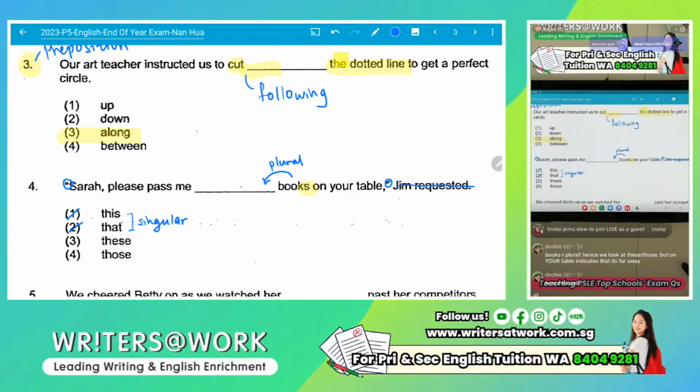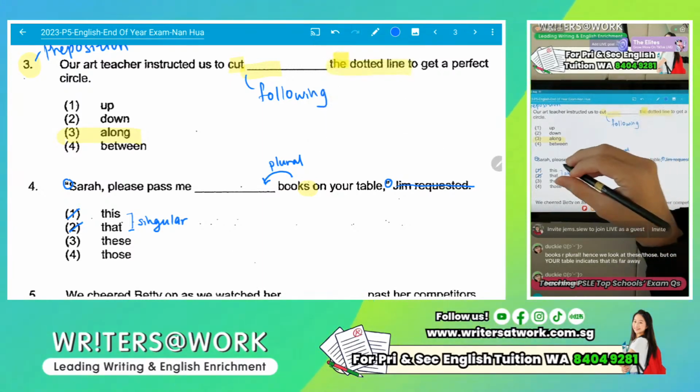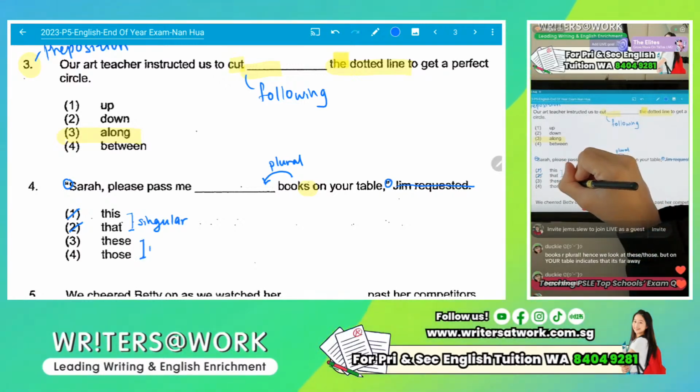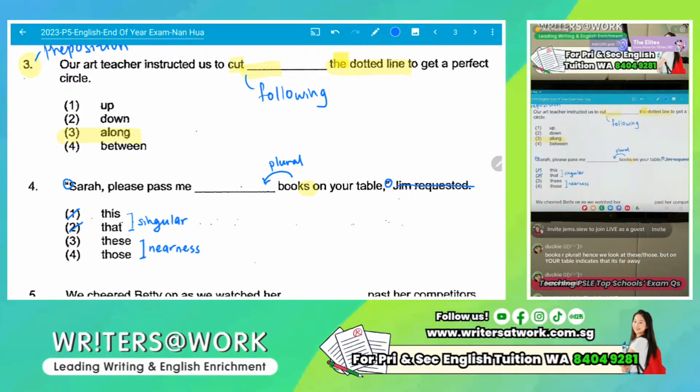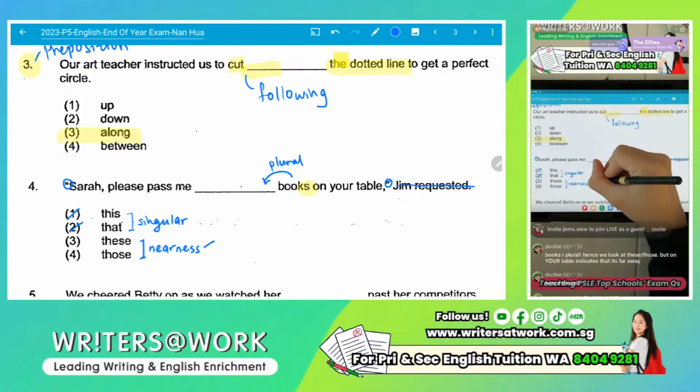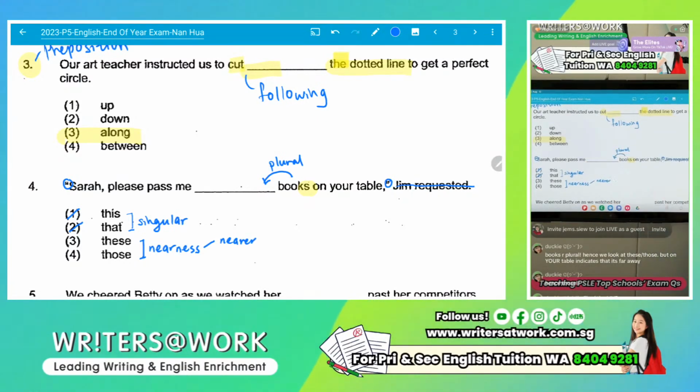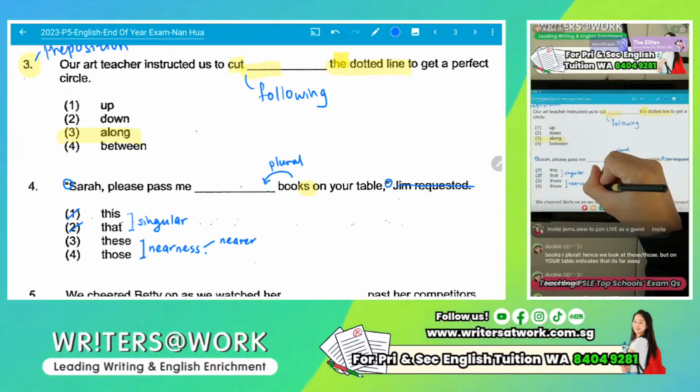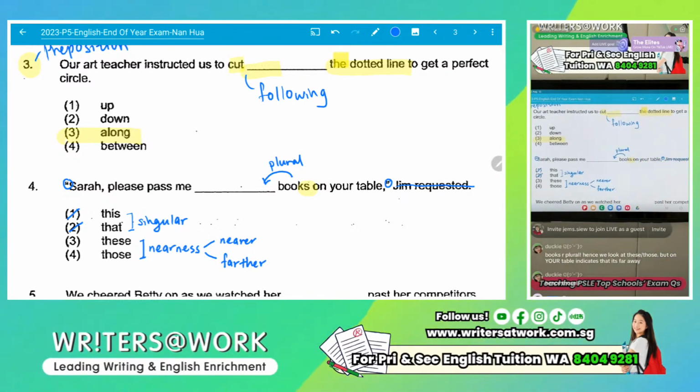Now the question remains, when do we use these? When do we use those? We might have an instinctive understanding of how we use this. But these and those are used for proximity, or rather nearness. To make it slightly simpler, whichever is nearest to the speaker. These are used for those that are nearer. Those are used for objects that are further away from the speaker.